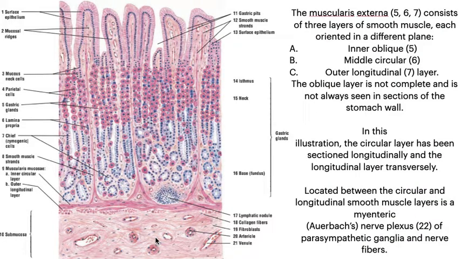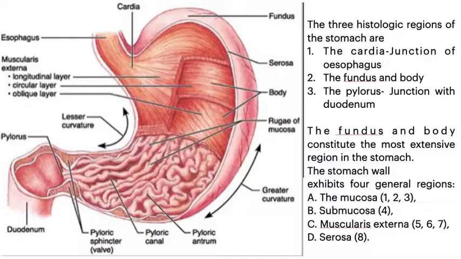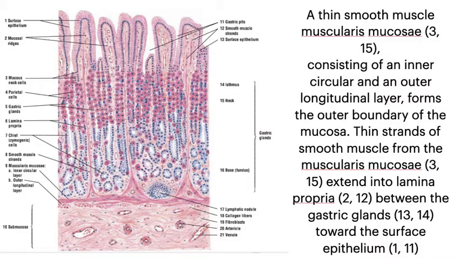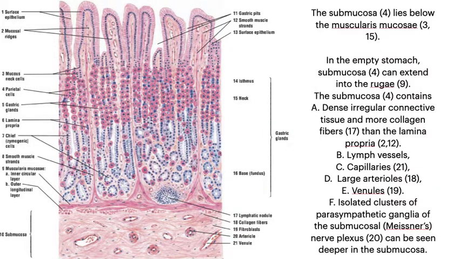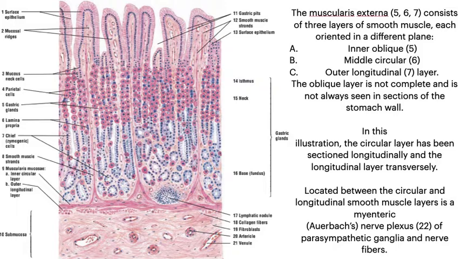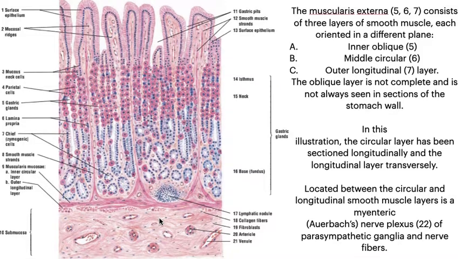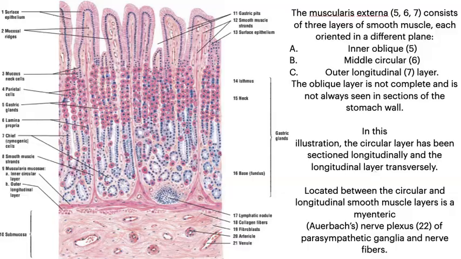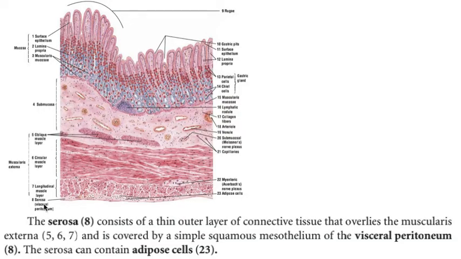Okay, so the muscularis externa will consist of three layers: inner oblique, middle circular, and outer longitudinal. As you have seen over here, these are the muscularis externa layers. Okay, so in this section, the next slide. Here you can see this is the muscularis externa. This is the oblique muscle, circular muscle, and the longitudinal muscle.